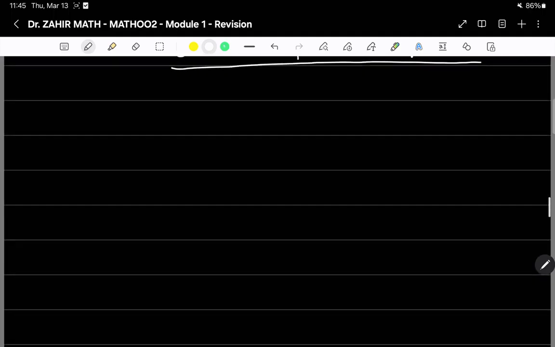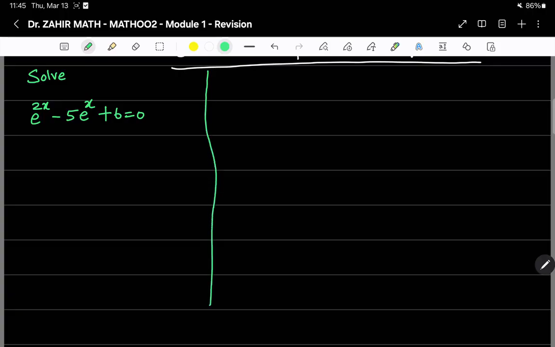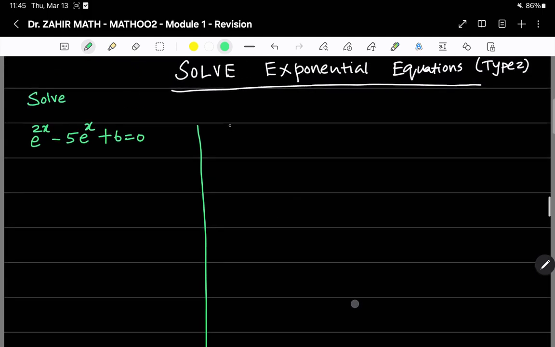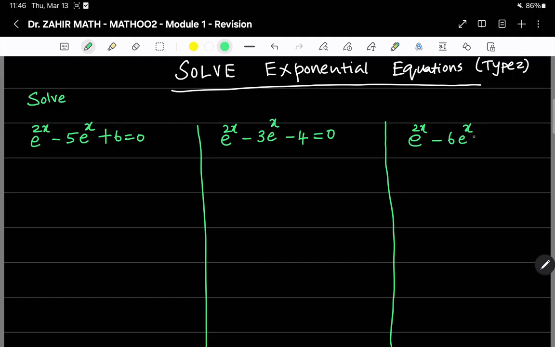What type of questions will be here? The questions are like this. Solve e power 2x minus 5 e power x plus 6 equal to 0. This type of question is completely different. Keep it in your mind. Next question is e power 2x minus 3 e power x minus 4 equal to 0. Next question is e power 2x minus 6 e power x plus 5 equal to 0. So these are the 3 questions I'm going to solve, and this is type 2.